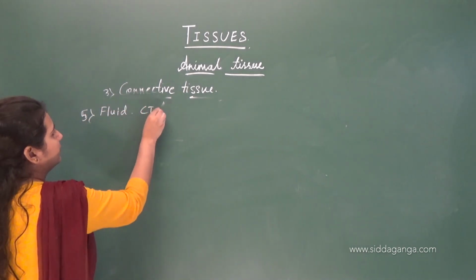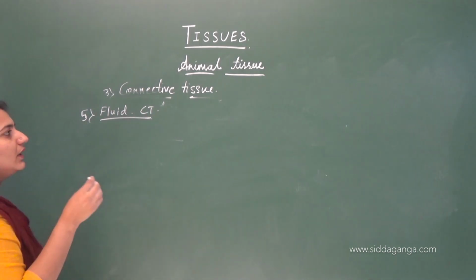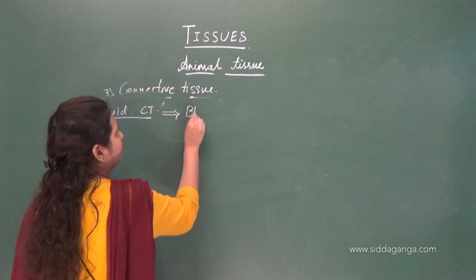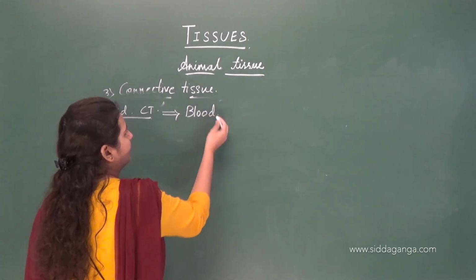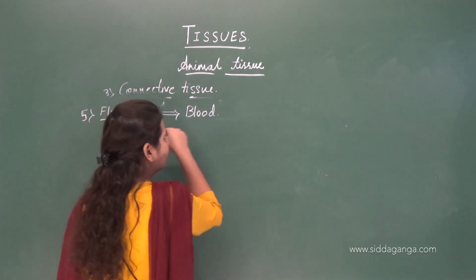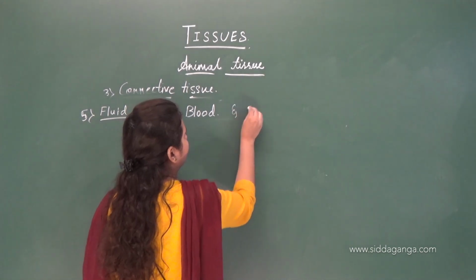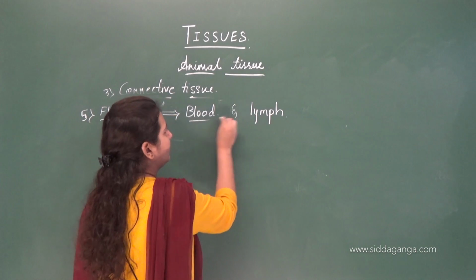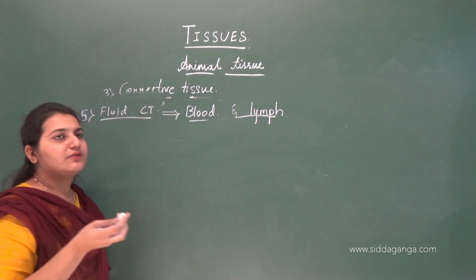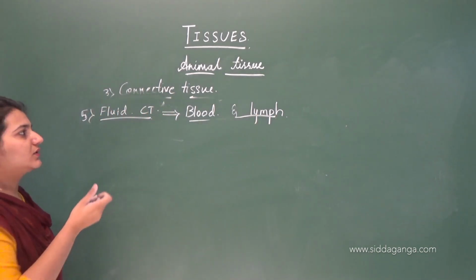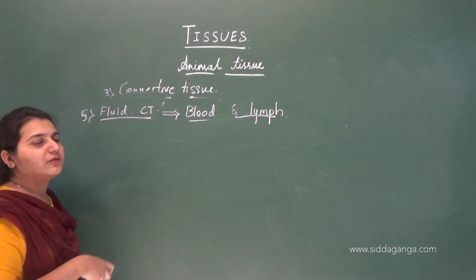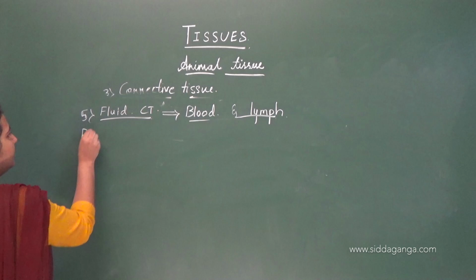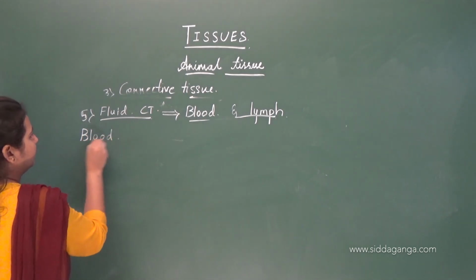Fluid connective tissue: so blood and lymph. Blood is a fluid, isn't it? It is a tissue. To be precise, it is a fluid connective tissue. Blood and lymph. Like bone and cartilage form skeletal tissue, blood and lymph form fluid connective tissue. Let us see about this blood.